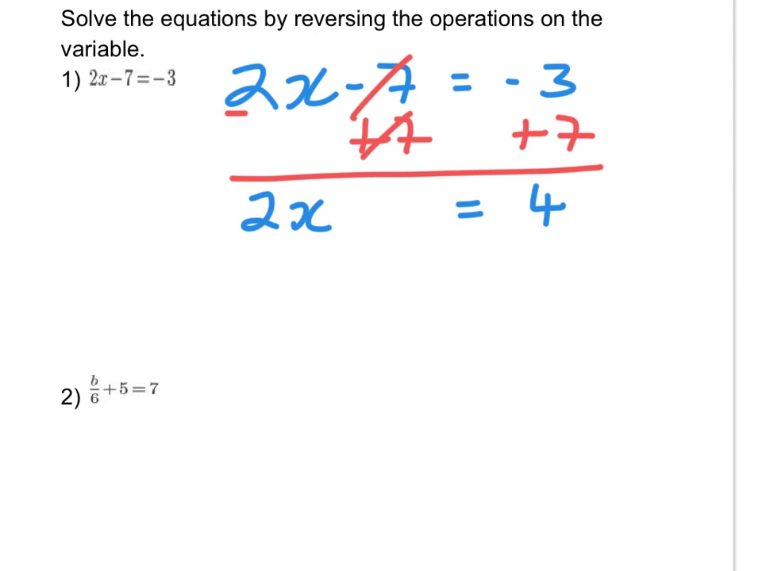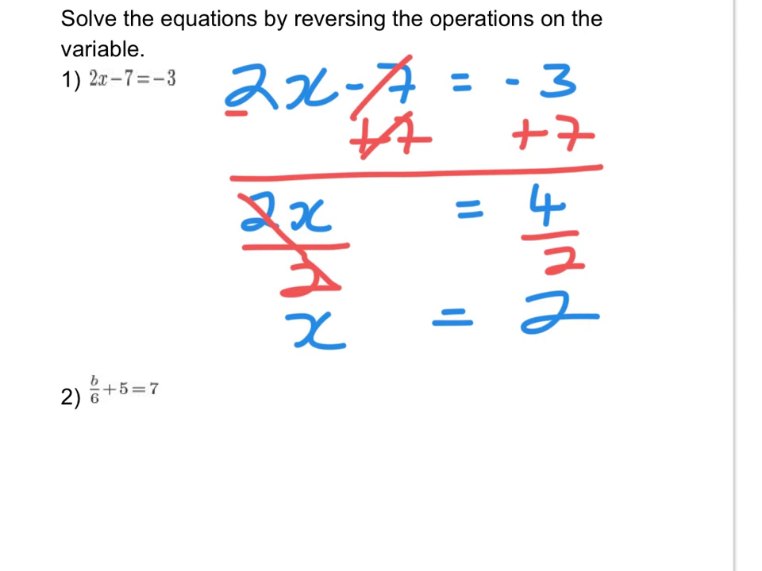Now the 2 in the 2x represents multiplication, so we divide both sides by 2. You'll see that the multiplication and division cancel, so you're left with x equals 2. And then you can check it by subbing it in. 2 times 2 is 4, minus 7 is minus 3. So that's the answer, x is 2.